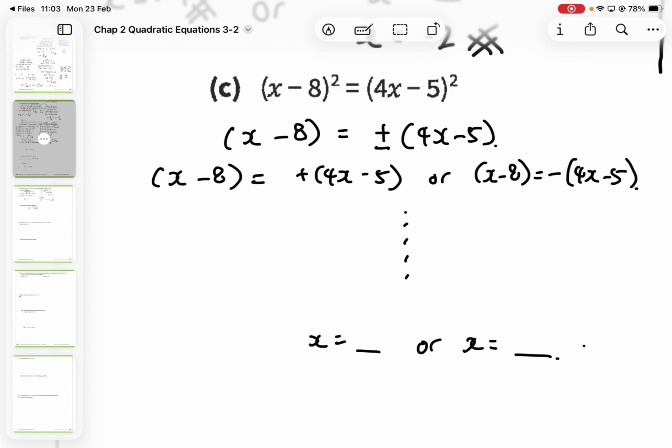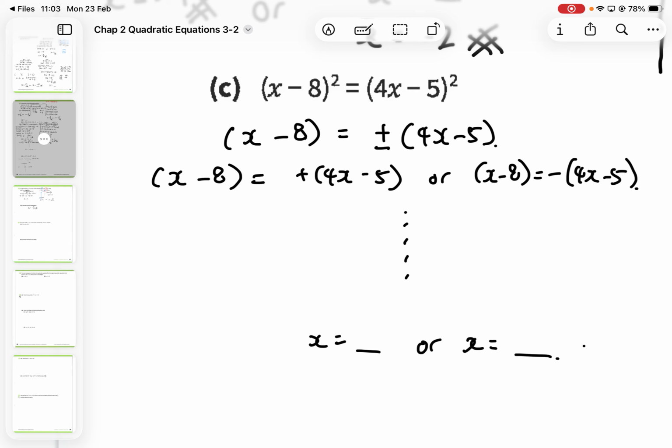Okay, part C, I have two brackets squared equal to each other. So I can square root both sides at the same time, then to remove the square, I square root both sides at the same time.